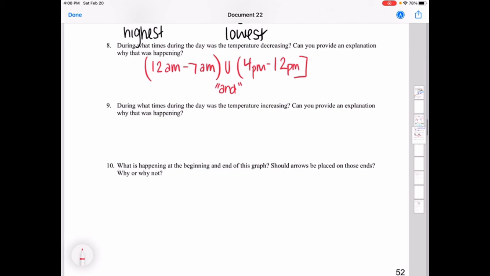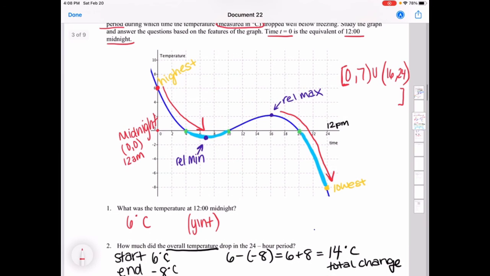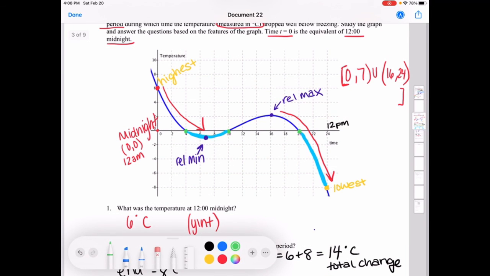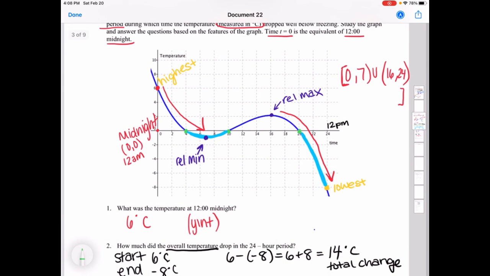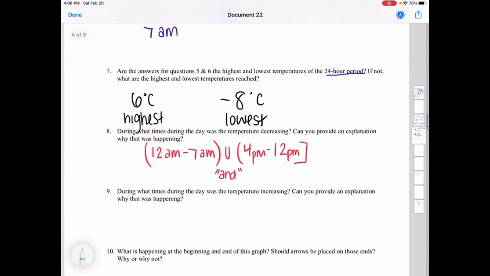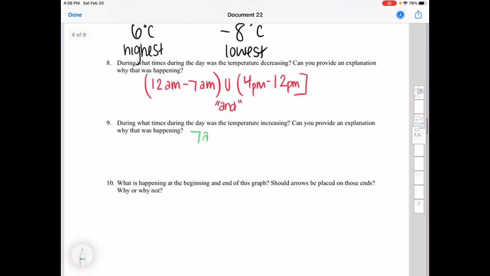And during what times during the day was the temperature increasing? Okay, well, let's do increasing in green arrows. Well, it was decreasing from there with the red, where the red arrow is, and then it was increasing back this way, and that's the only part it really increases. So it's from 7 a.m. to 4 p.m.